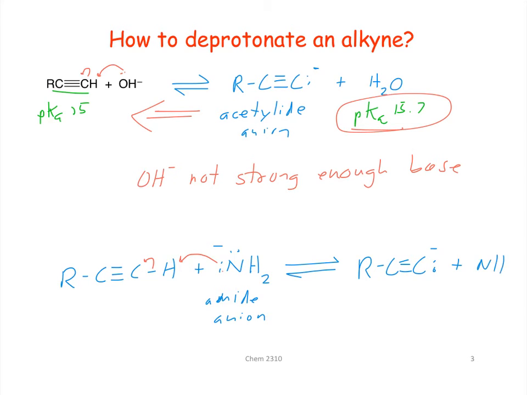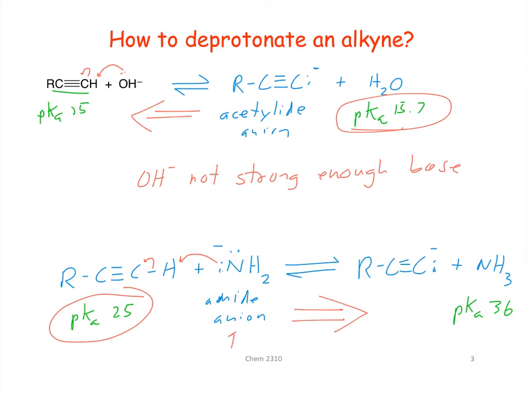We get ammonia. Let's do the same analysis that we did last time. The pKa of the alkyne is 25. And what was the pKa of ammonia? We did that on the last slide. The pKa is 36. So which one is the stronger acid? Now the alkyne is the stronger acid, and so the equilibrium is going to lie to the right. So we can do this acid-base chemistry. All we needed was a stronger base.